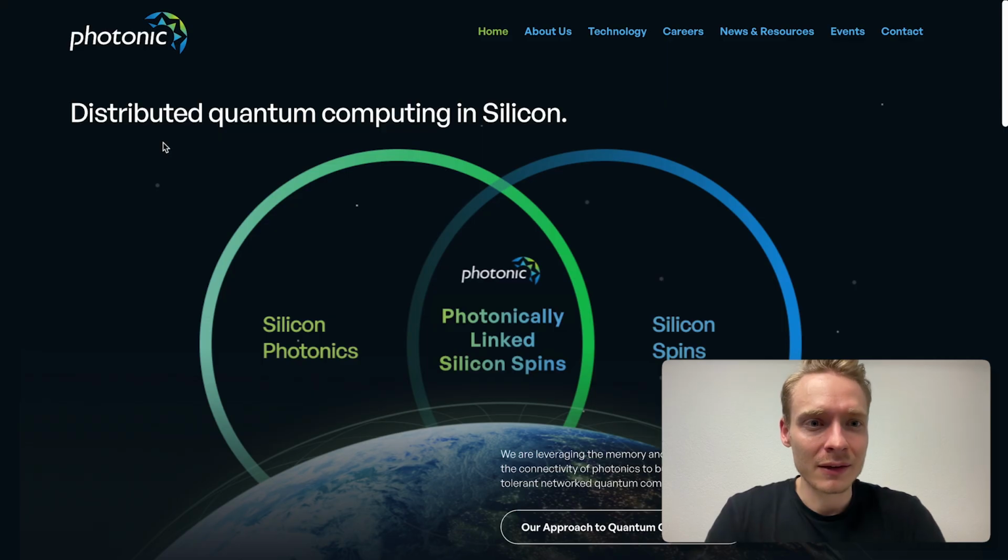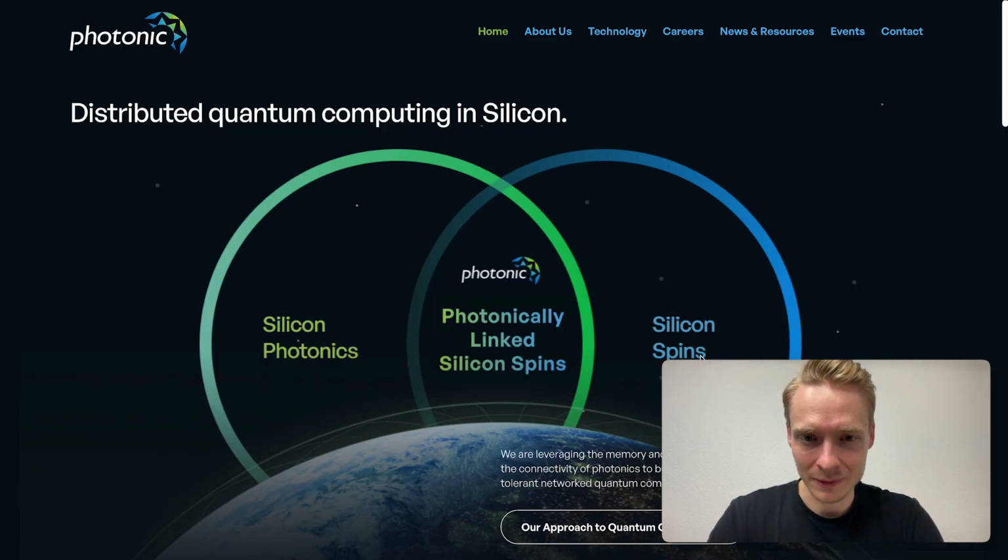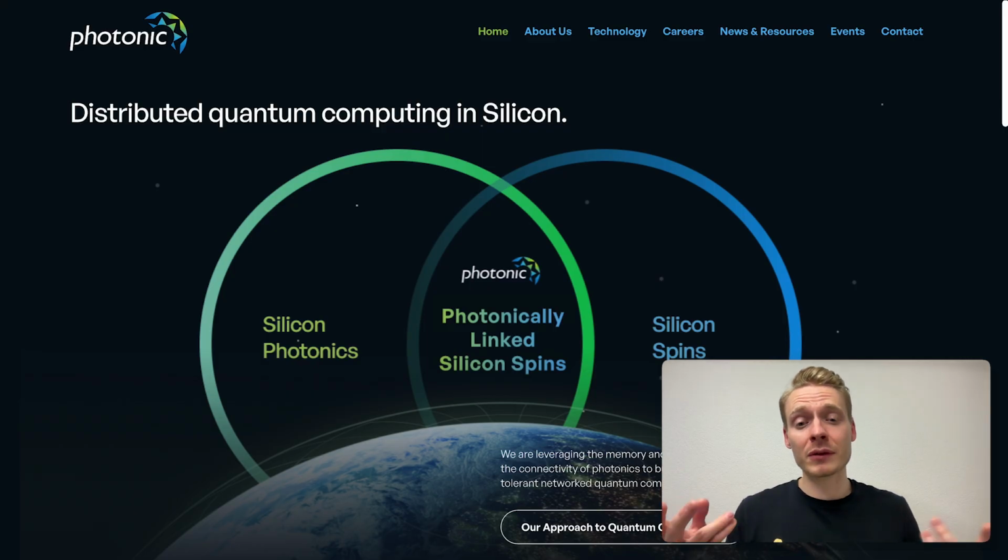It says distributed quantum computing in silicon. So as we see, we are already right into it. Today we are talking about quantum computing again, and silicon. So what does it say? And it's also distributed. So it says here silicon photonics, photonically linked silicon spins and silicon spins. So what do we take from that?